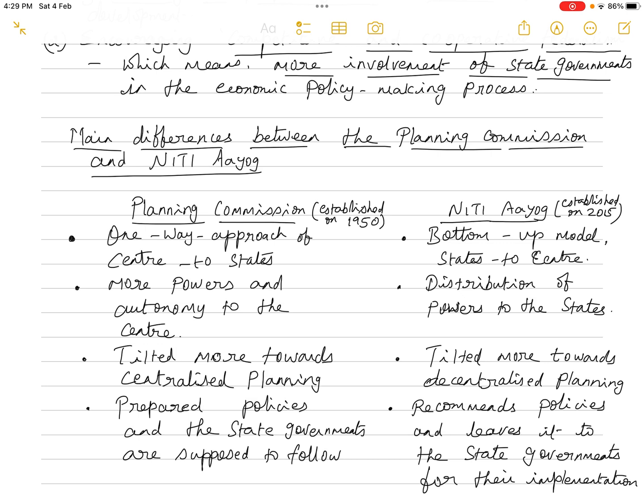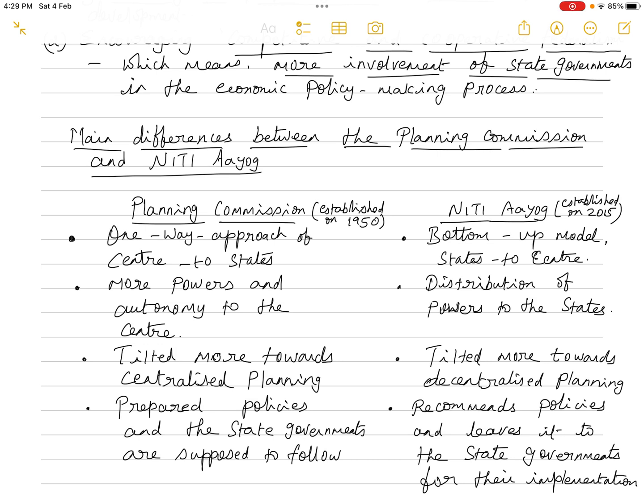And the third one, tilted more towards centralized planning. So what is centralized planning? It is almost like communist planning. I mean, not to that much extent. Centralized planning is where all the decisions, plans and policies are taken by one central authority, and they are forwarded to all the states. That is centralized planning.